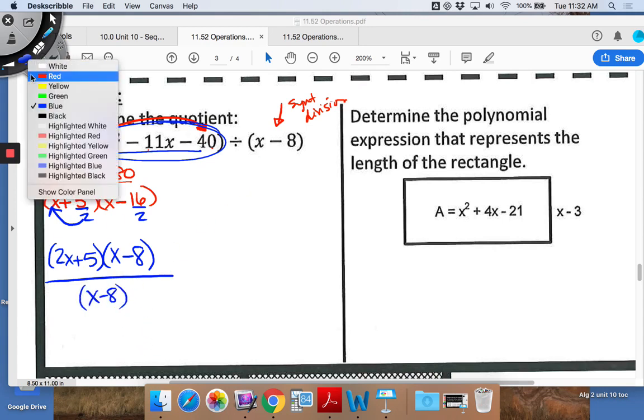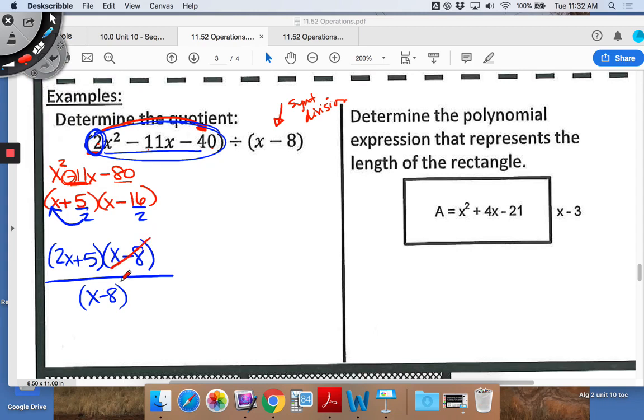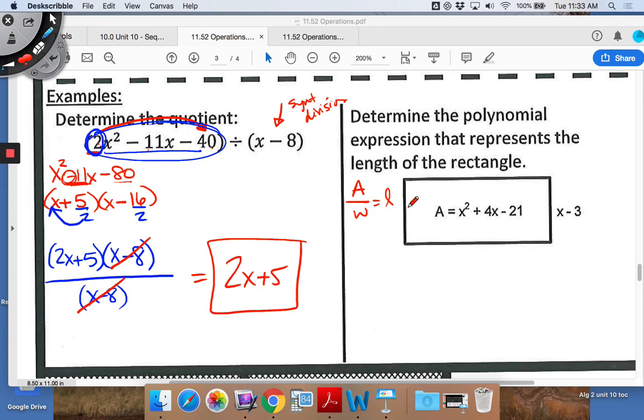So what you notice is if I have the same factor on top and bottom, I can cancel those out. And so what remains is my solution or my quotient. So there's that one. So we'll practice again. This time they gave us the area. They gave us one side. We're looking for the other side. So if you recall, if you have the area divided by the width, you could find the length.